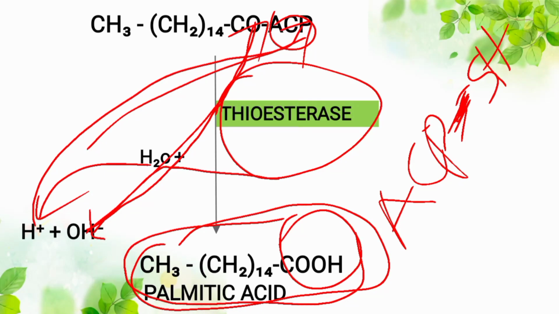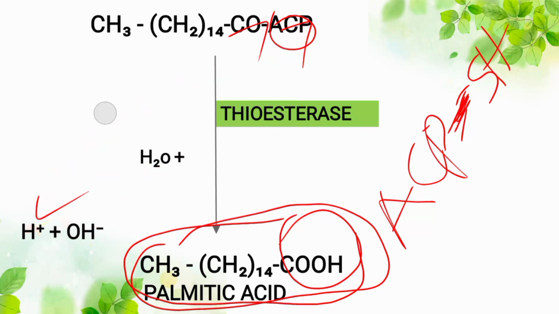Palmitic acid is the major fatty acid synthesized in the body, and this synthesis of fatty acid occurs predominantly in the liver, mammary gland, and kidney, but majorly in the liver. The liver does most of the job of synthesizing. Adipose tissue is part of it too. Adipose tissue synthesizes fatty acids too.